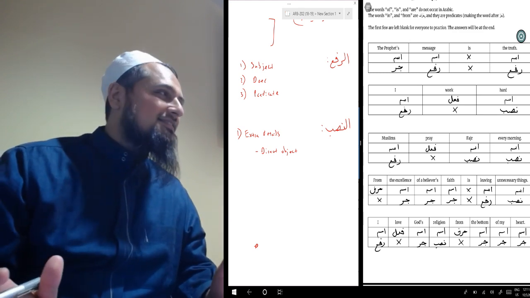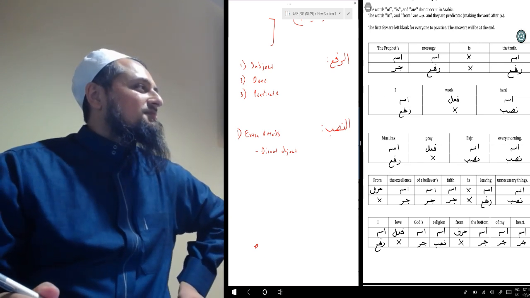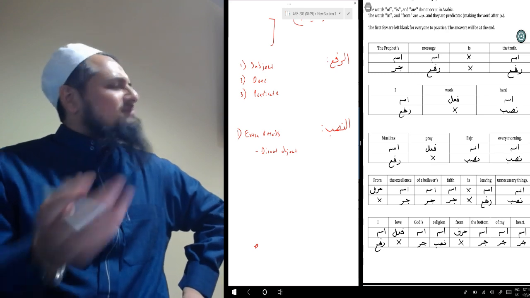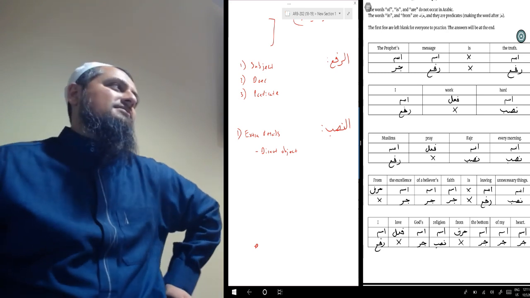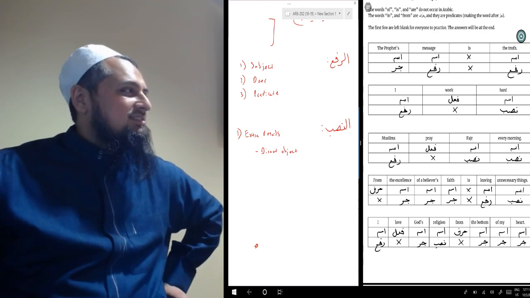Make sense? And can we also look at nasab in that if we remove it from the sentence, it's not going to affect the sentence? Not always. That's why, again, English is short.